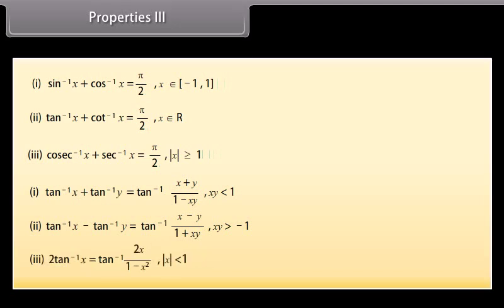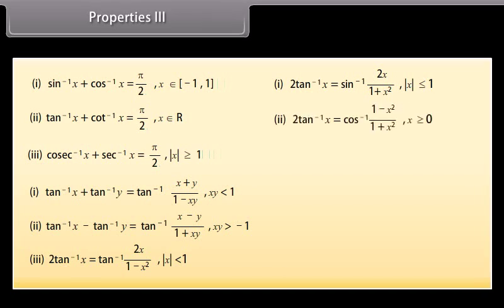2 tan inverse x is equal to tan inverse of 2x by (1 minus x square), modulus of x is less than 1. 2 tan inverse x is equal to sine inverse of 2x by (1 plus x square), modulus of x is less than or equal to 1. 2 tan inverse x is equal to cos inverse of (1 minus x square) by (1 plus x square), x is greater than or equal to 0. 2 tan inverse x is equal to tan inverse of 2x by (1 minus x square), minus 1 is less than x is less than 1.